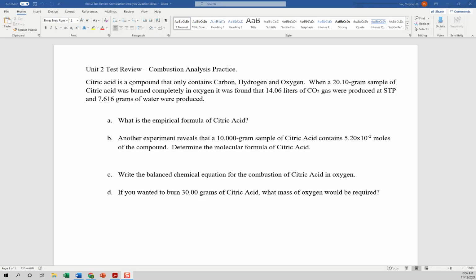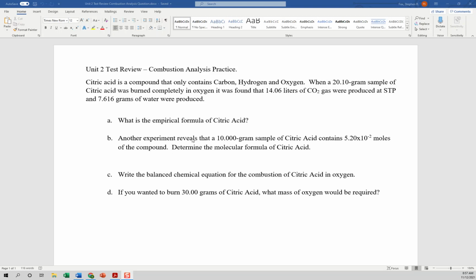If we're looking at this question, we're told that citric acid is a compound that contains carbon, hydrogen, and oxygen. So the compound has C, H, and O. We take 20.1 grams of citric acid and we burn it completely in oxygen. And we figure out how much CO2 is produced and how much water is produced. From this information, we want to find the empirical formula of citric acid.